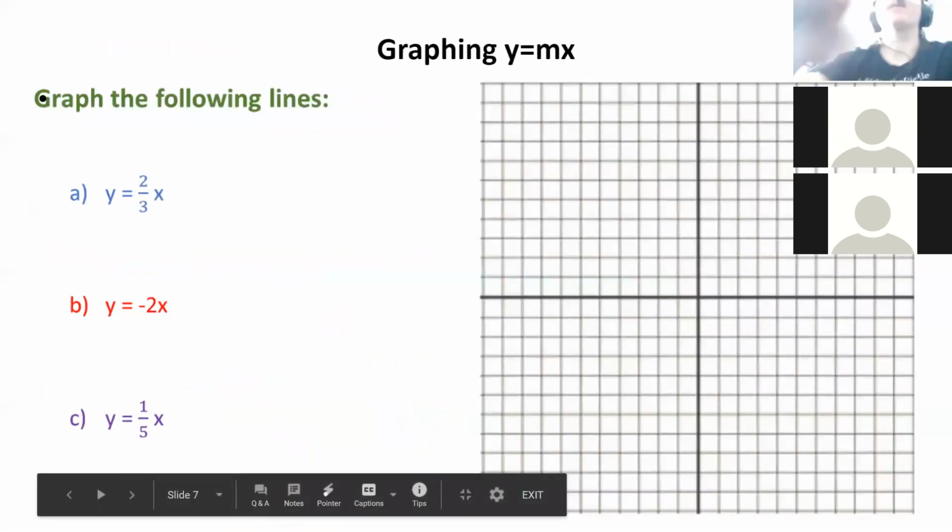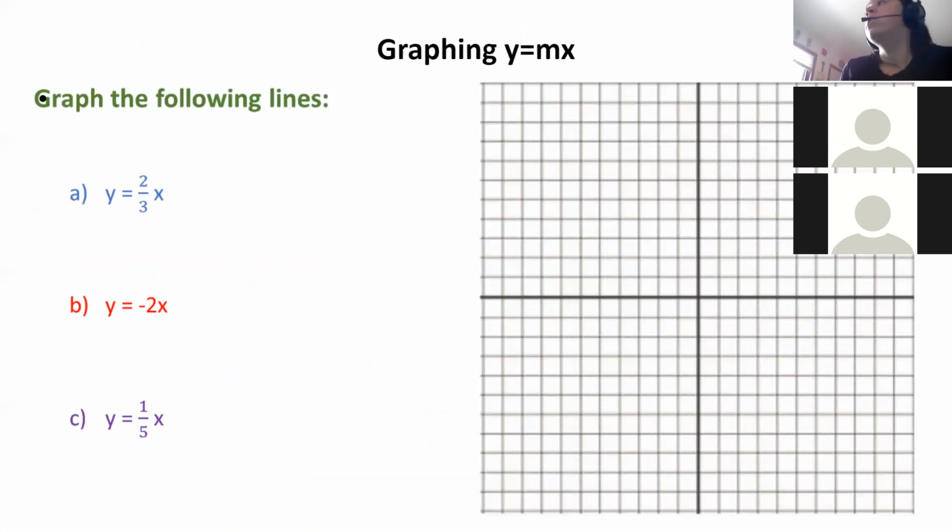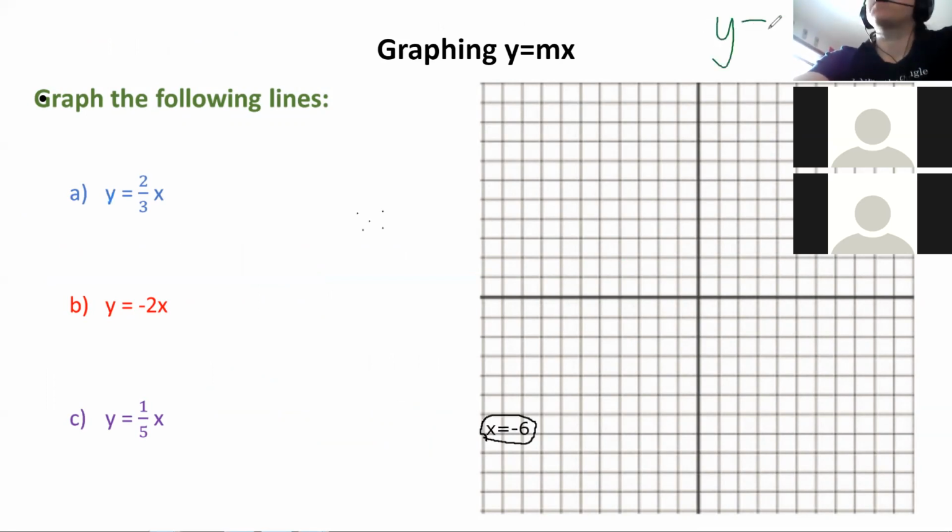Okay, so let's review graphing from slope-intercept form. This is a review, but kind of not, because you guys did not have live session last week. So these equations are in slope-intercept form. Y equals mx plus b.